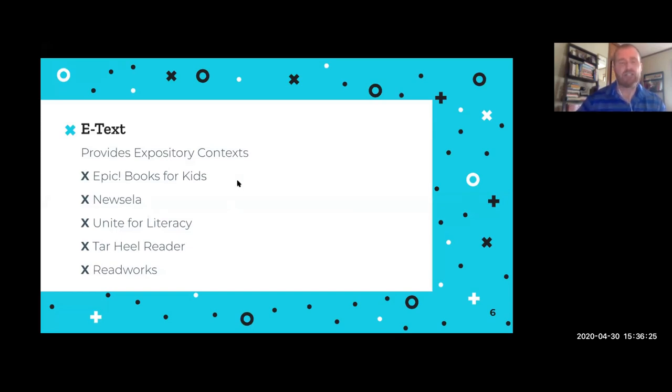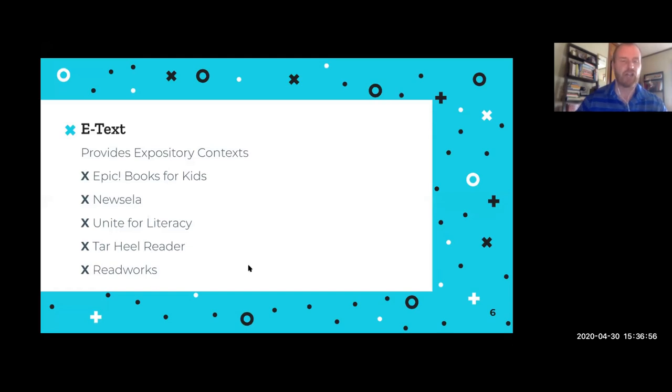Epic Books for Kids is not just free for now, it's always been free for educators, and it's like a Netflix for children's books. Some of you may use News ELA, which allows you to look up current events articles, and change the reading level even so it's simpler. Unite for Literacy is much simpler, I'll show you that. Tar Heel Reader is used by a lot of interventionists with students who are using AAC, but it provides simple text, and ReadWorks is also something that's available.